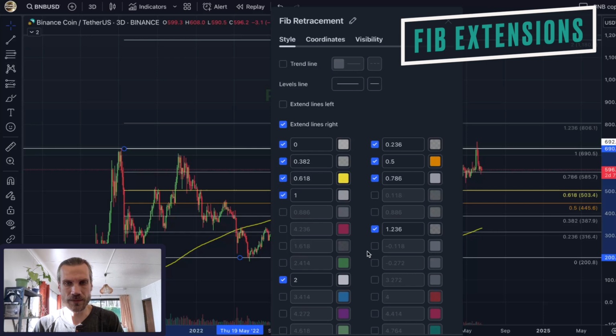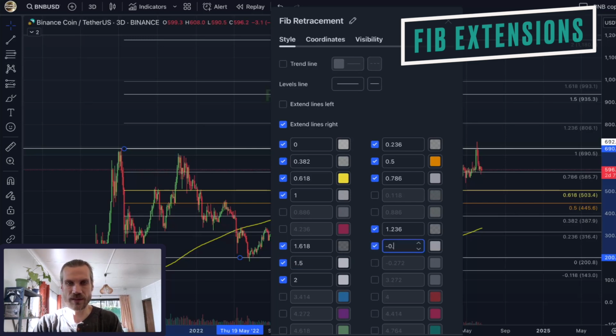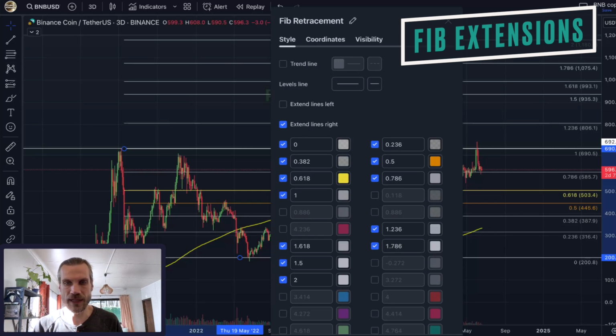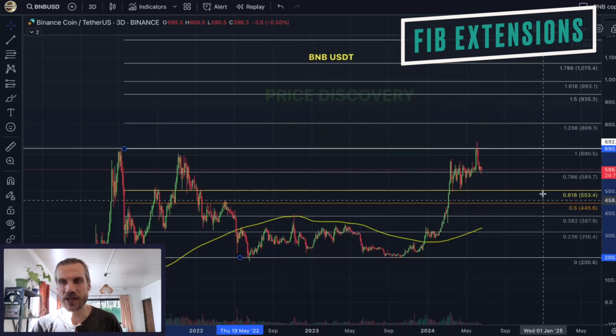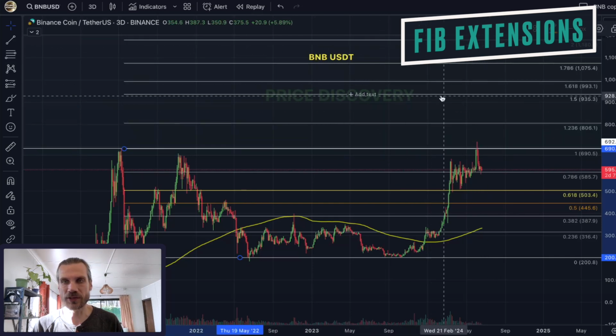No problem with the color blue. And then we want to have the 1.618. We then want to add the 1.5. We then want to have the 1.786. So just add that in. 1.786, and okay, as if by magic, we now have support and resistance levels above the existing price action where there hasn't been anything historical to draw from.